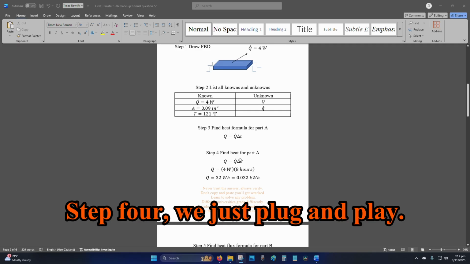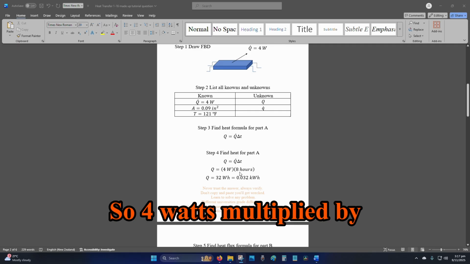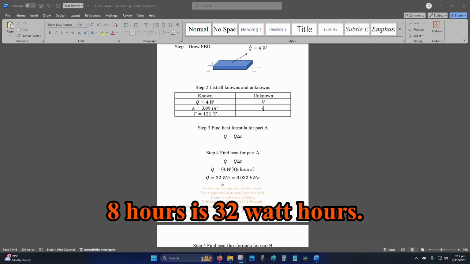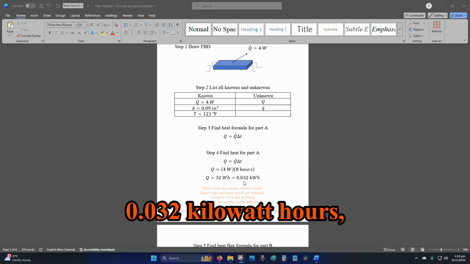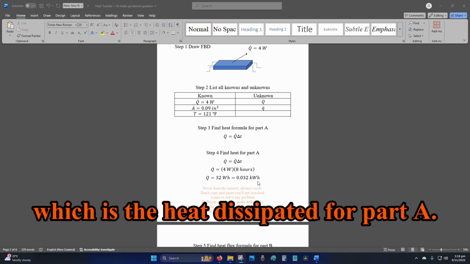Step 4, we just plug and play. So 4 watts multiplied by 8 hours is 32 watt hours. So if we divide that by 1,000, we will get 0.032 kilowatt hours, which is the heat dissipated for part A.